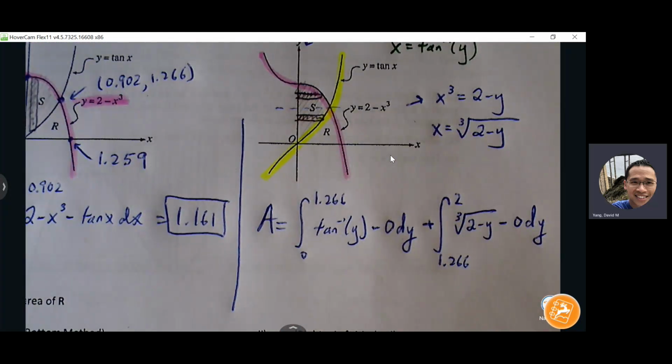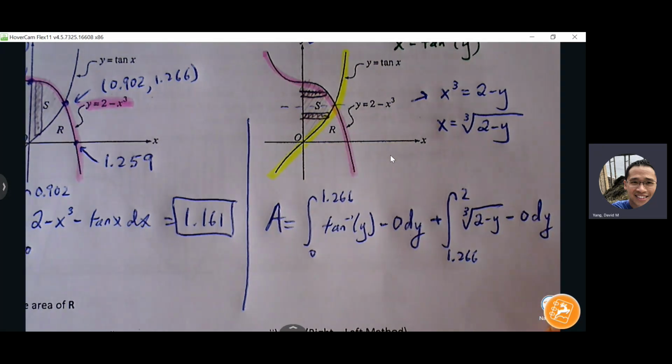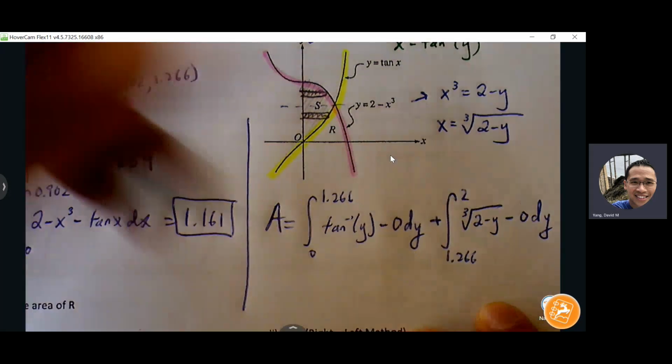Okay, so I want you to notice all the adjustments that's needed for right minus left. I know it's easier for us to just use these equations in front of us, but the tangent x, 2 minus x cubed is not in the proper form. So not only do we have to split up into individual problems, we have to make the adjustments with the bounds as well as the equations. Good. All right, let's move on to region R.